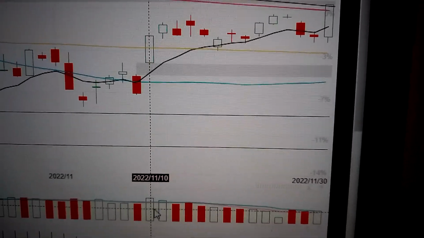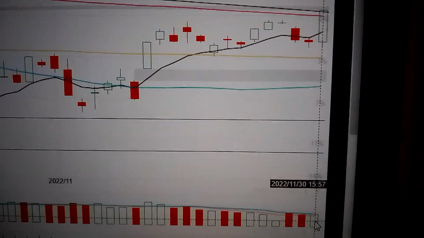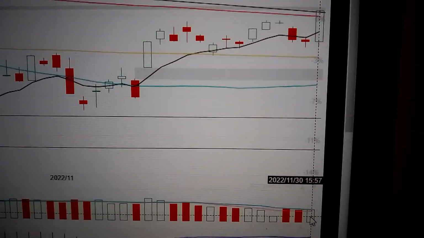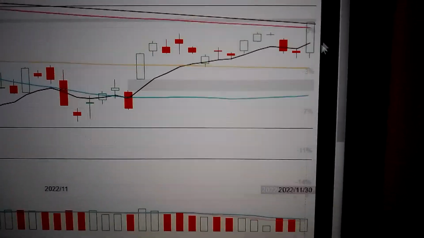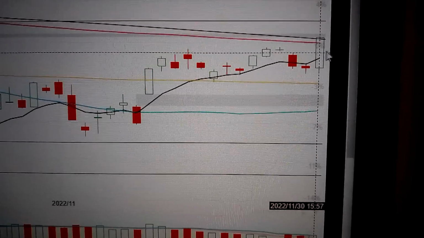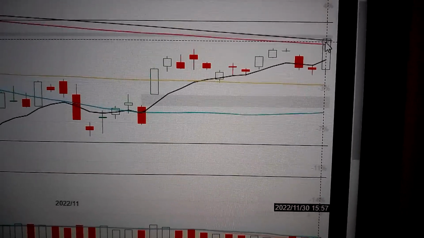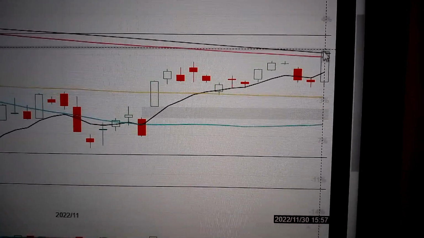Compared to some trading volume, it's even lower. So we think we should be careful. Here could be a bull trap, very likely for it to retreat before we break out from this gray area.